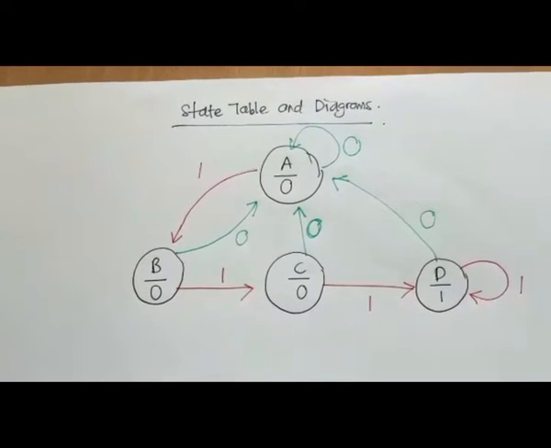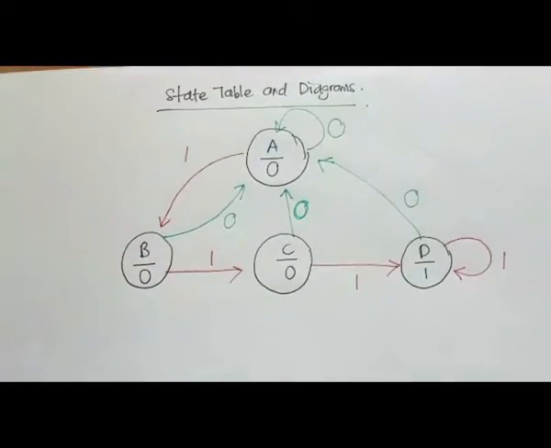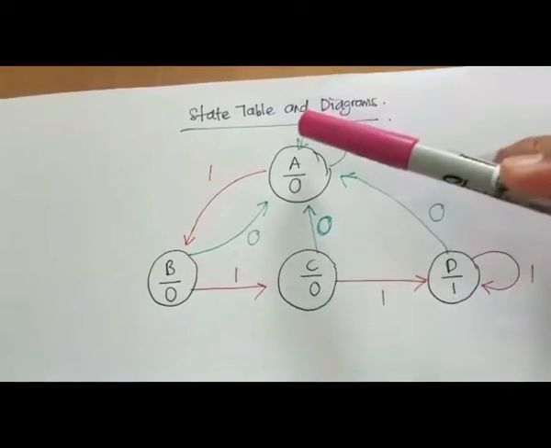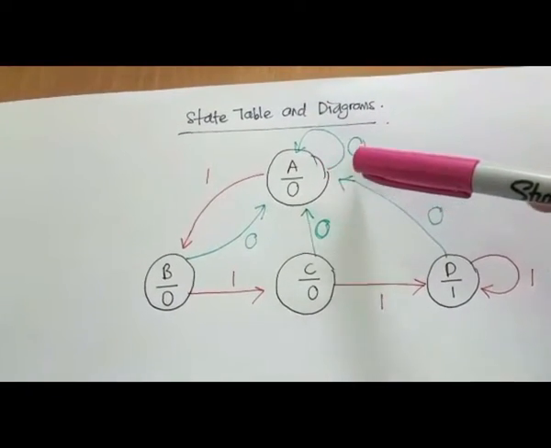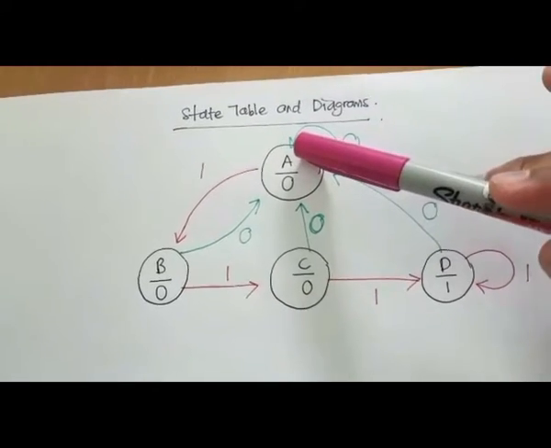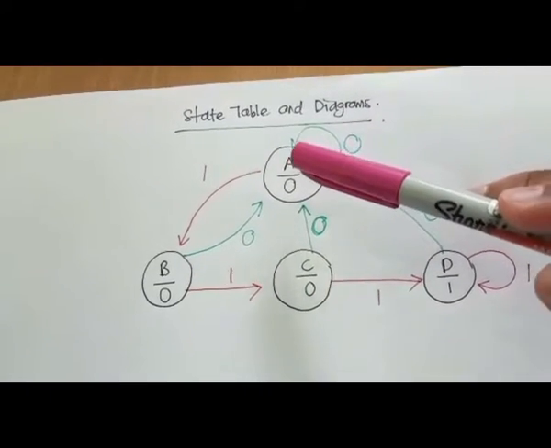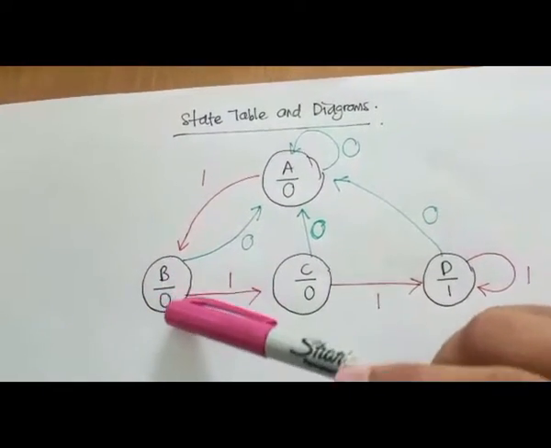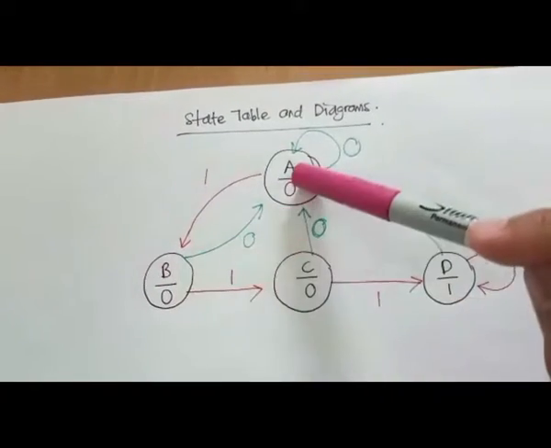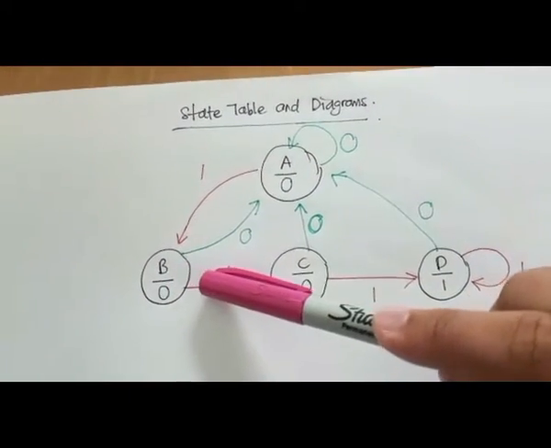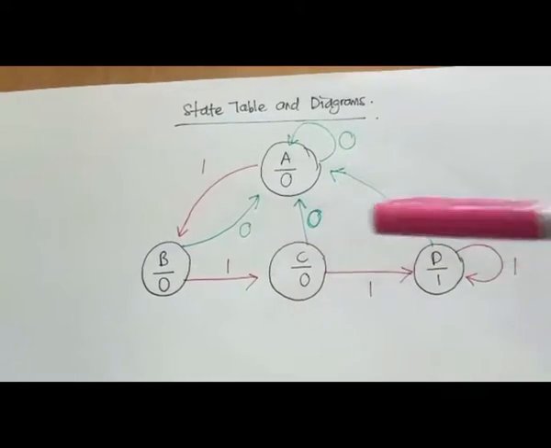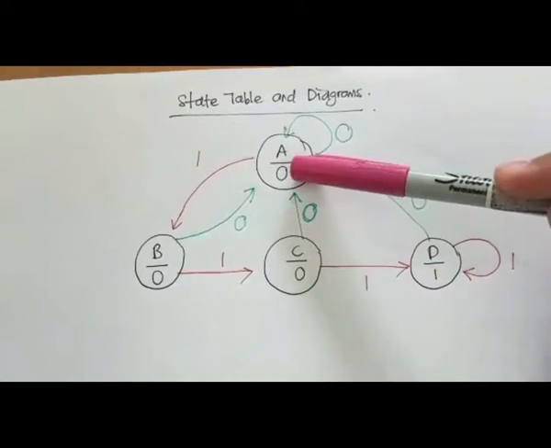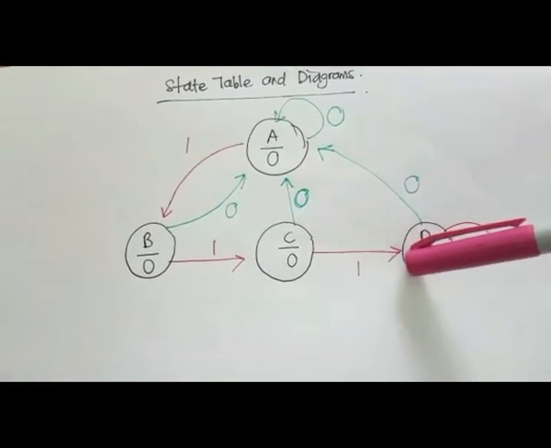So today I'm going to talk about state table and diagram. As you can see, here are state A, state B, C and D. For state A, if the value is 0, it will stay here. If the value of A is 1, it will go to state B. For state B, if it is 0, it will go back to A. If the value is 1, it will go to C. For C, if the value is 0, it will go back to A. If the value is 1, it will go to D.